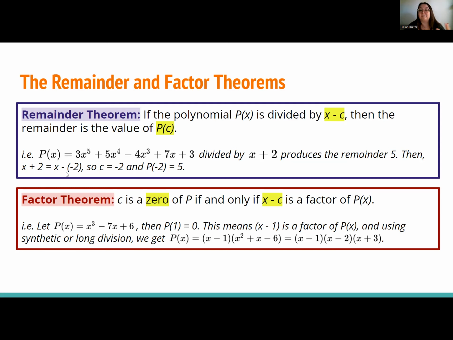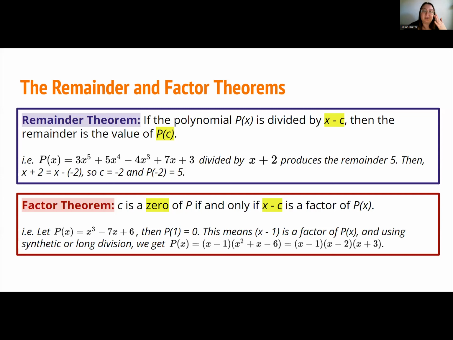So first off, identifying that c would have to be a negative number, we would have x plus 2 is really x minus -c, so c would have to be -2. You'd plug a -2 into your polynomial, and the answer would end up being 5 if we calculated this out.